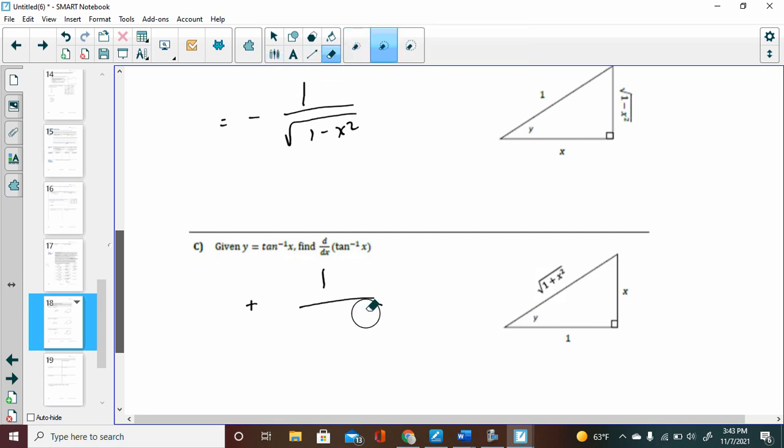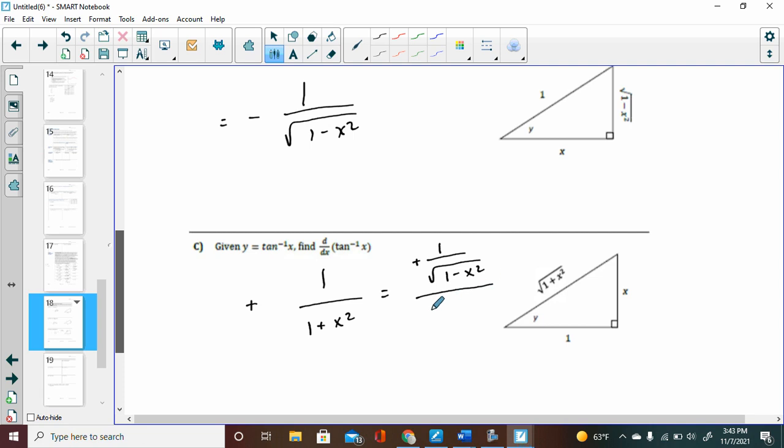Let me erase this. 1 plus x squared. And like I said, it's like saying the arc sine over the arc cosine, or negative 1 over the square root of 1 minus x squared over the square root of 1 minus x squared. And that's how we get all of this. Okay, so we're not going to worry about that.